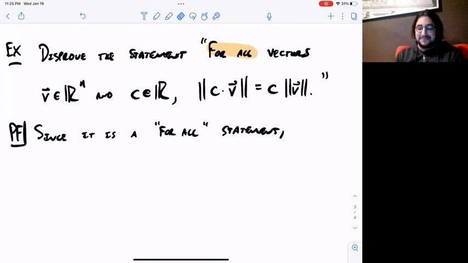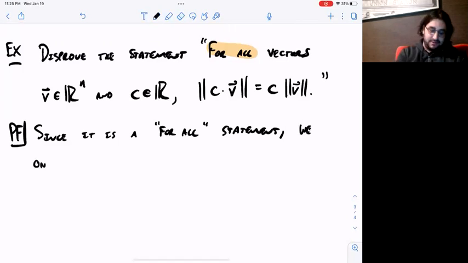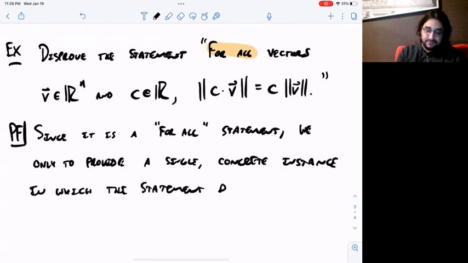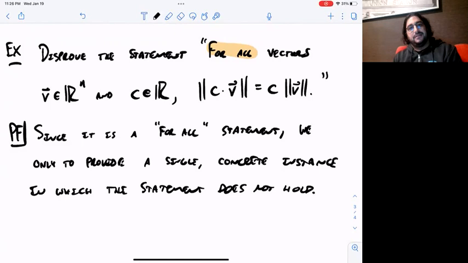Anyway, since it is a for all statement, we only need to provide a single concrete instance in which the statement does not hold. You don't have to prove that it always doesn't work. You just have to prove that it sometimes doesn't work. Even just one time doesn't work, right?